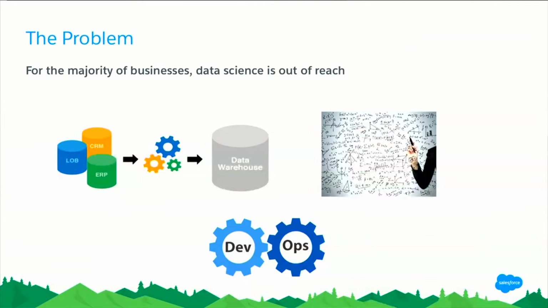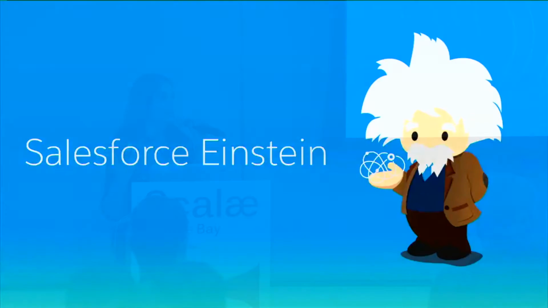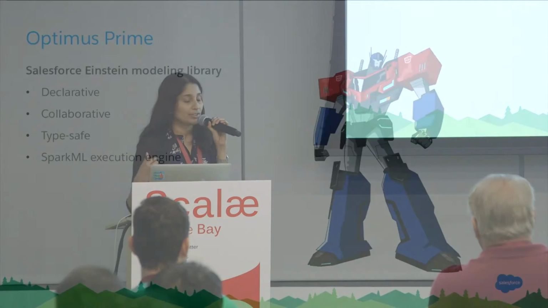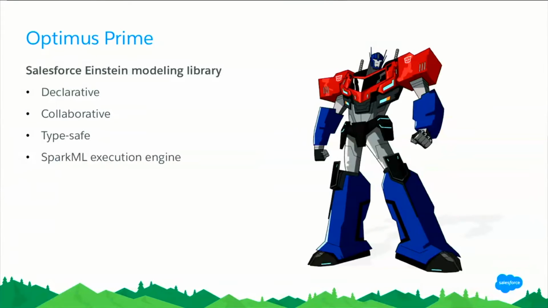And this is what we're trying to solve at Salesforce Einstein. We're building a platform that will make it much easier for all these hundreds of thousands of businesses to get predictive value from their data without necessarily having large data engineering and data science teams at their disposal. And so that's the context of all the work that we're doing at Salesforce. And in particular, in this talk today, I'm going to talk about Optimus Prime, which is the modeling library that we use in Salesforce Einstein.